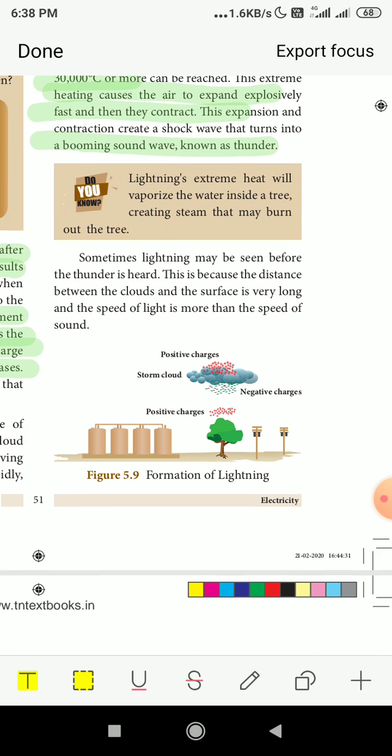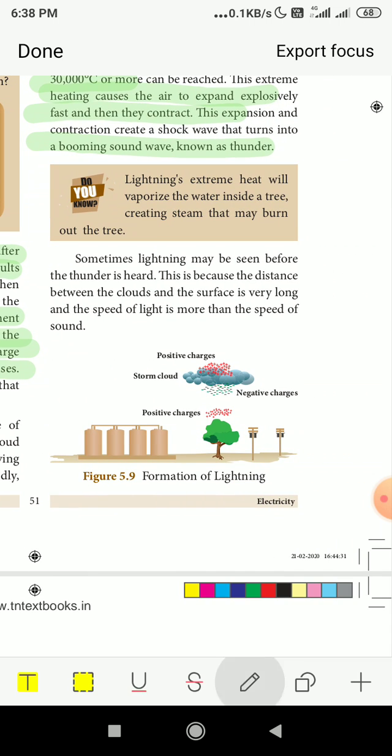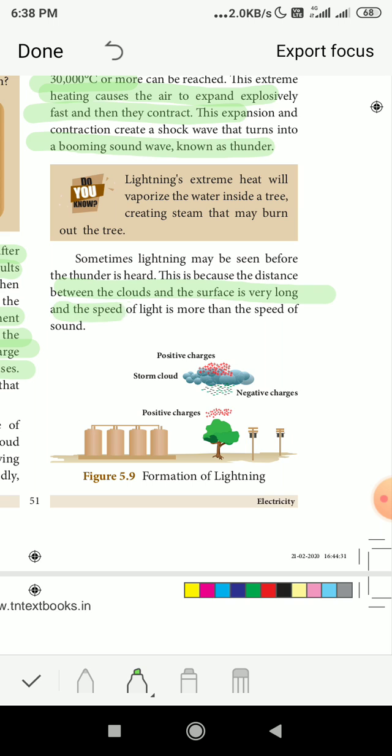Sometimes lightning may be seen before the thunder is heard. This is also a give-reason question. This is because the distance between the clouds and the surface is very long, and the speed of light is more than the speed of sound.